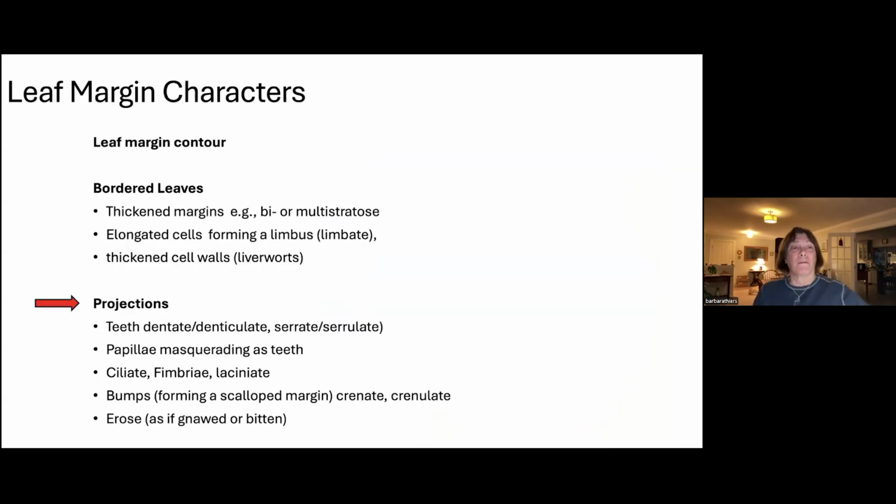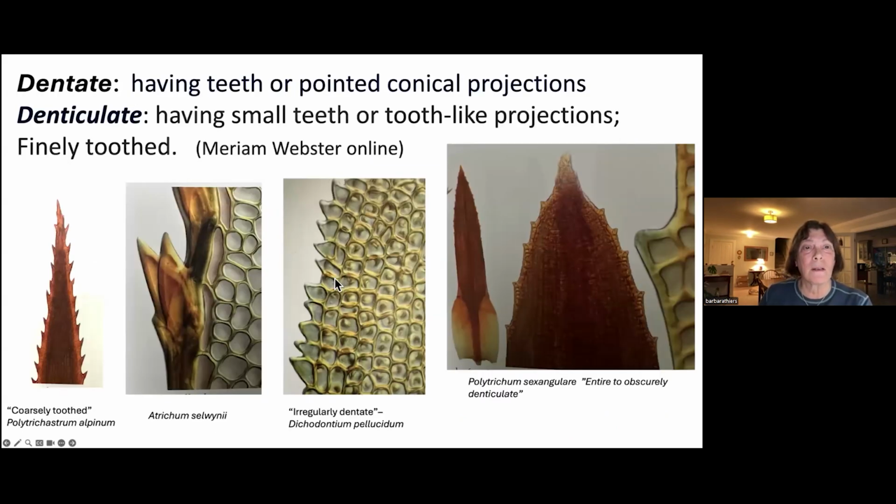So moving on from borders, we get to projections, and what I mean by projections is a cell that sticks out from the margin, and this is where the fun really begins. A margin with teeth along it will commonly be described as being dentate, and dentate means toothed. But then there's all sorts of gradations from there.